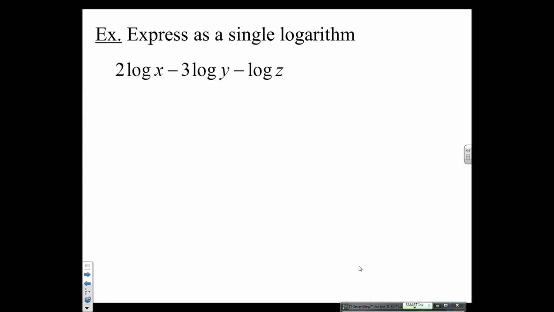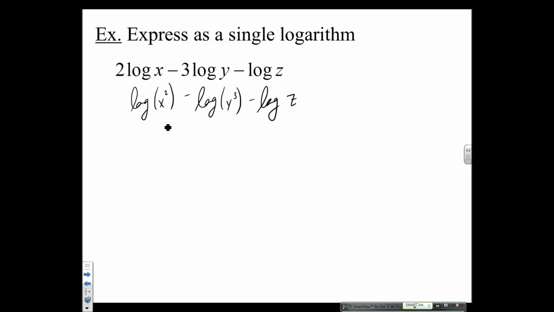So now let's play around with these. Let's express this as a single logarithm. In other words, we're going to bring all this together until our final answer is going to be the log of something. Well, different ways to go about this, but I think the best thing is to bring the 2 inside. So we have the log of x squared. Bring the 3 inside, so we have the log of y cubed minus the log of z.